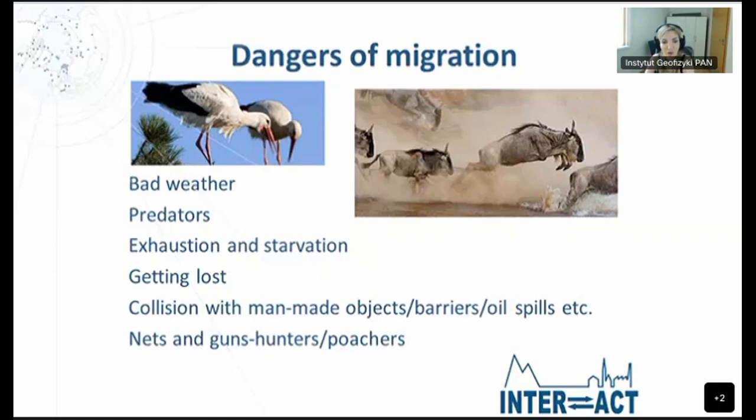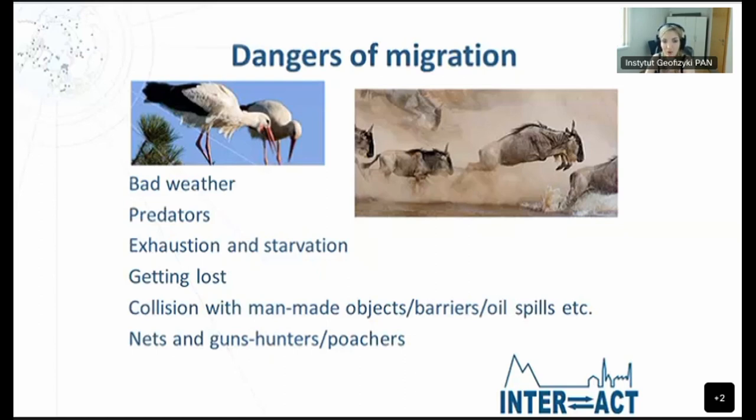And there are more man-made dangers, such as collisions with man-made objects, man-made pollution, like oil spills, and also very directly poachers, hunters that use the vulnerability of the animals on their journey. In the case of whales, the collisions with ships, which are maybe not always fatal in the very beginning, but keep weakening them.